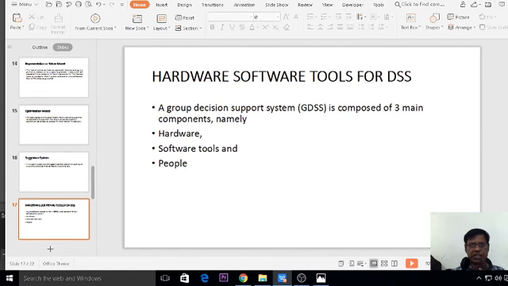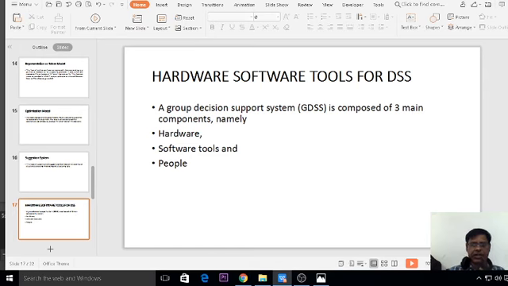The next topic in the second unit is hardware and software tools for DSS. See, the hardware is nothing but how it is connected with the system. The system is about the computer system.